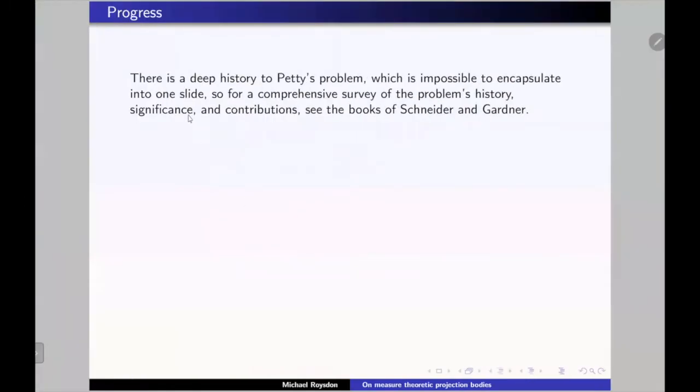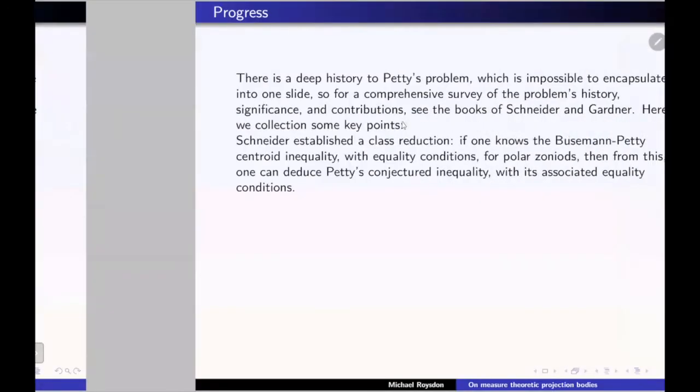Sure. There's a deep history to this problem. I mean, a very, very deep history that spans, of course, more than 50 years. And I can't talk about it all now, but there are beautiful books by Rolf Schneider called Convex Geometry: The Brunn-Minkowski Theory, and by Richard Gardner called Geometric Tomography, that really detail the history of projection bodies and of these conjectures. But let me make a few key points.